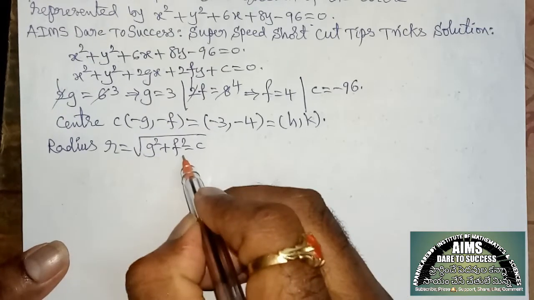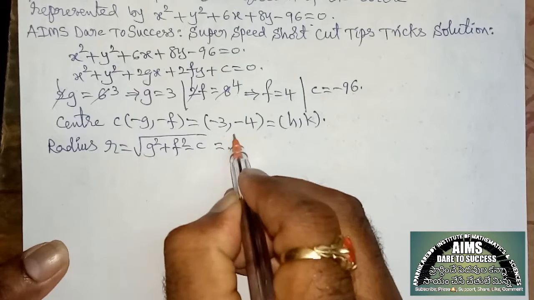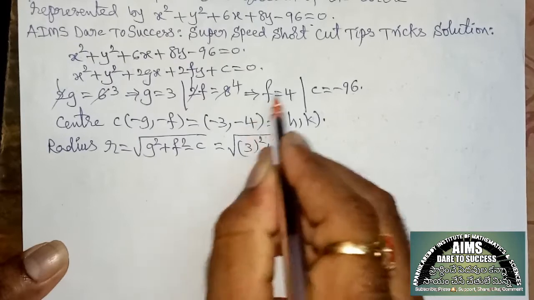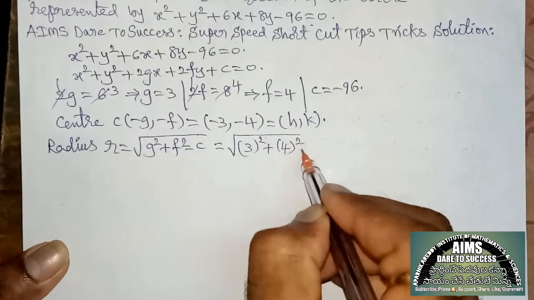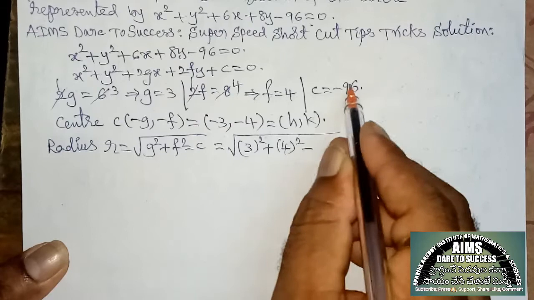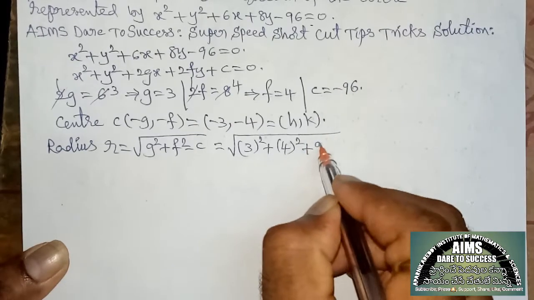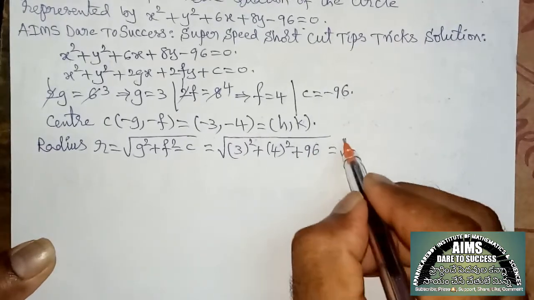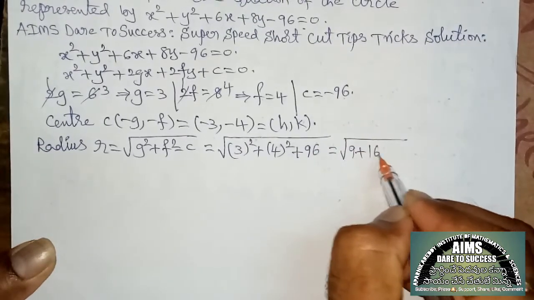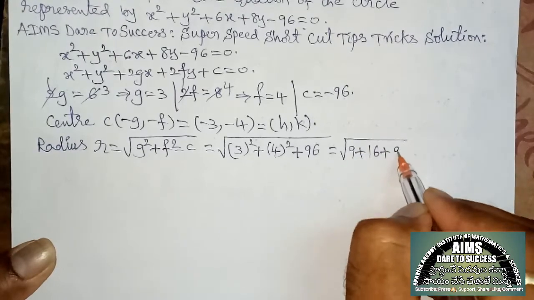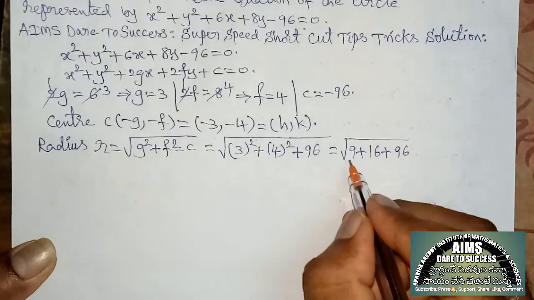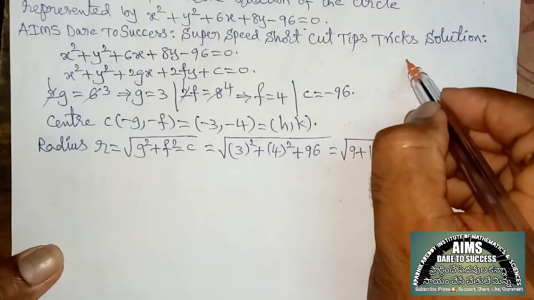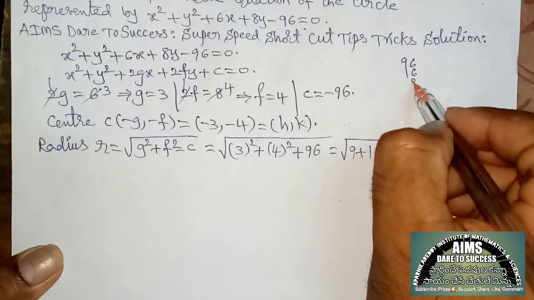So r is equal to root of g square plus f square minus c. We get under root of g square, 3 square, plus f square, 4 whole square, minus c value, which is minus 96, minus of minus becomes plus 96. That is under root of 3 3s are 9, plus 4 4s are 16, plus 96. Here 96 plus 16 plus 9, you can add.